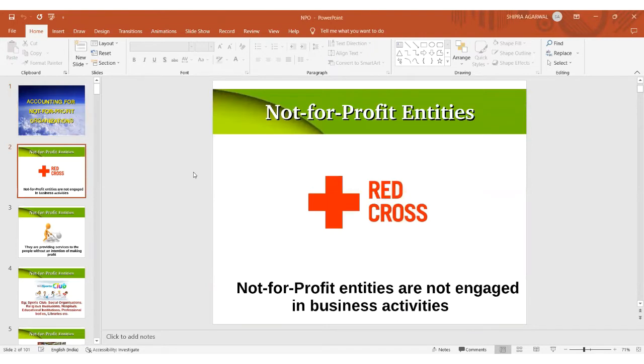Today we'll be starting with the accounting for not-for-profit organizations. First of all, whenever we are talking about not-for-profit entities, we need to understand that these organizations are not engaged in any business activity. That means we are not saying that they are not doing anything. They are certainly doing a lot of things, but it is not a business activity.